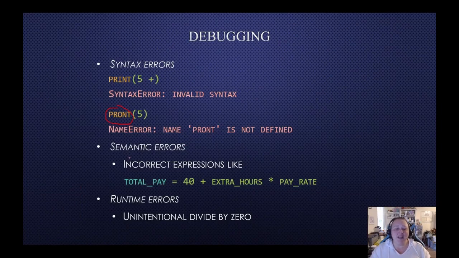Now, a semantic error is a little bit harder to find because your interpreted code will execute, and you may have something like an incorrect equation. So your total pay equals 40 plus extra hours times pay rate. Okay, what you're going to need to do is put some parentheses around here, 40 plus however many extra times your pay rate, or maybe you'd get time and a half, so that would mean that this equation is incorrect.